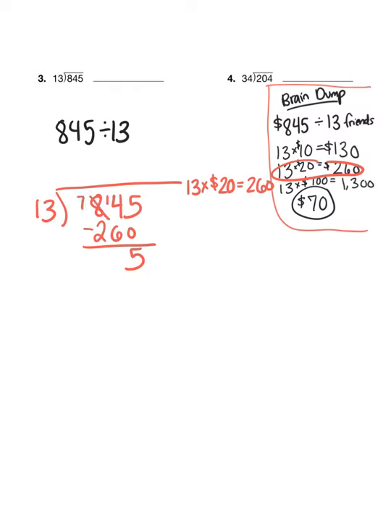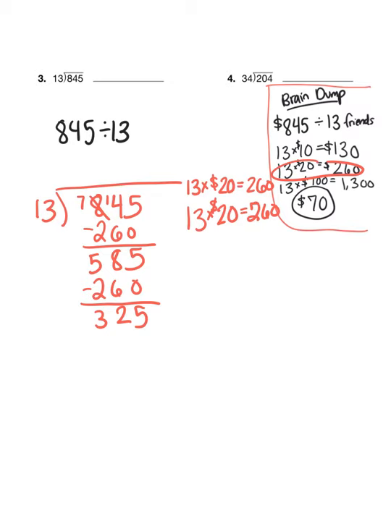So if I give all my friends another $20, that's another $260 that I've shared. And I need to subtract again to see if I can afford to give my friends some more money. All right, I've got $325 left to share. So let me do another $20 for each of my 13 friends.